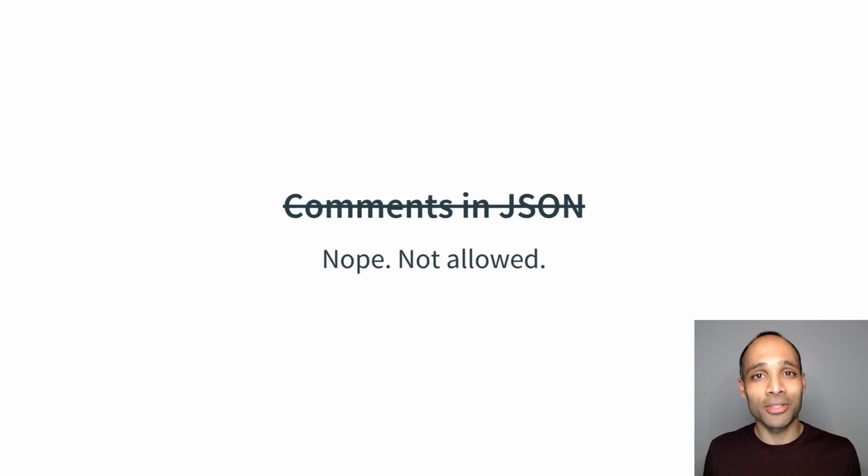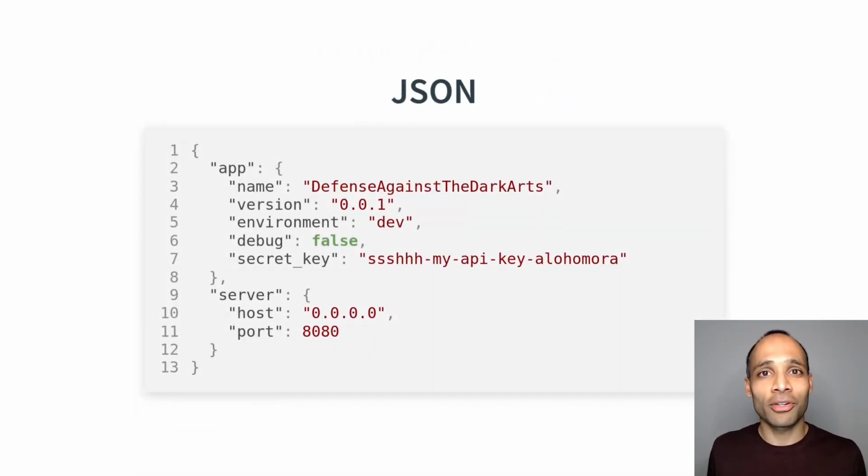JSON is primarily designed for communication between machines, and machines don't read comments, they ignore them outright. Comments are for us humans who don't know what we're doing. So if you have a JSON config file that looks like this, you need to know what each of these key value pairs means and what you can safely change them to. Or you need to have some kind of external documentation that tells you that.